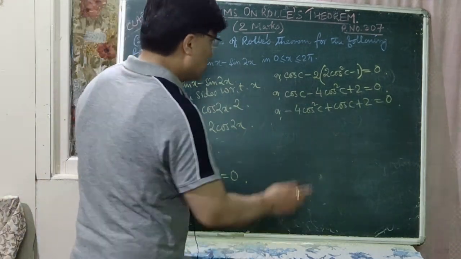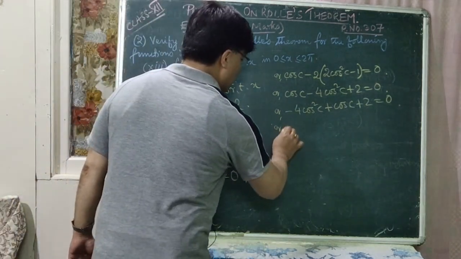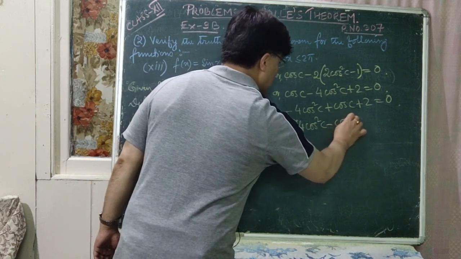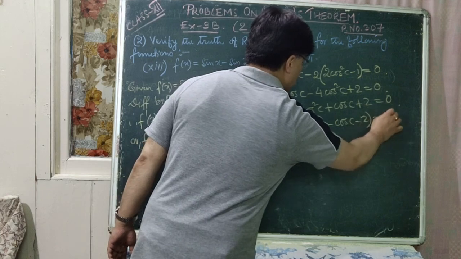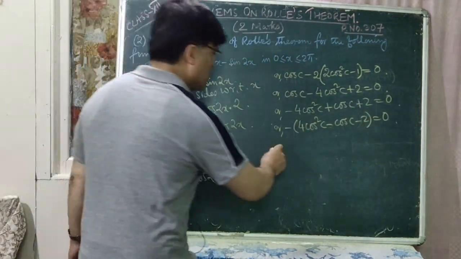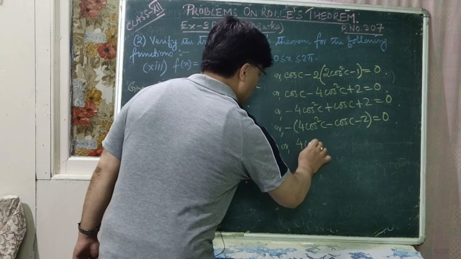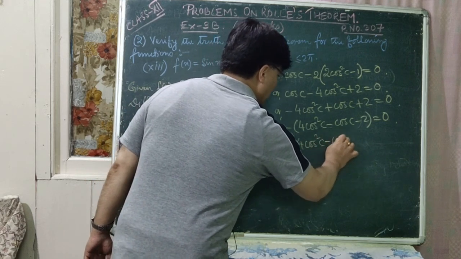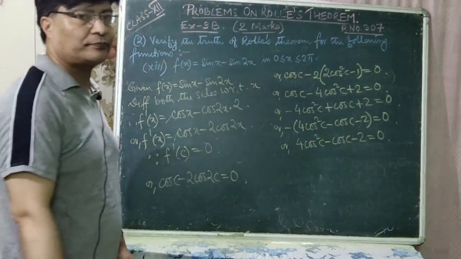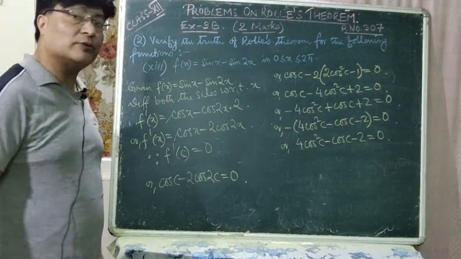Is that clear? So next you take minus common. Within bracket, 4 cos square c minus cos c minus 2, which is equal to 0. Since there is 0 on the right hand side, you don't have to write this common minus. So you just write 4 cos square c minus cos c minus 2 is equal to 0. So I think you have understood it.